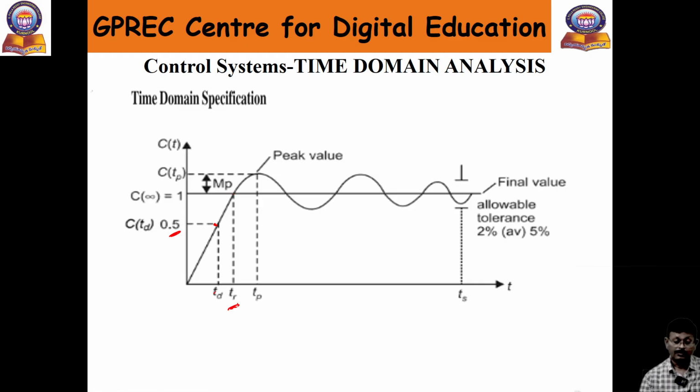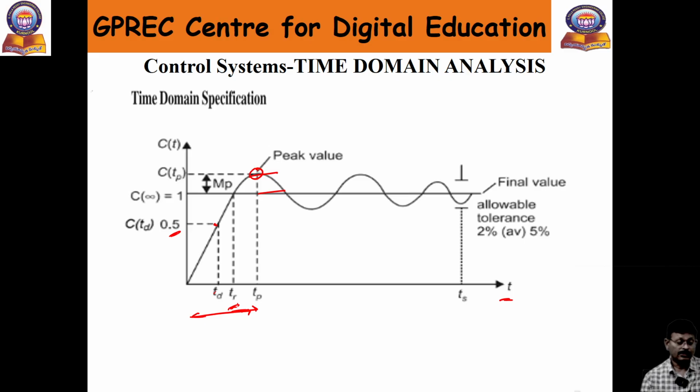Then peak time. It is the time taken for the response to reach the peak value. So this is the peak value, and this is the time taken, because this is the time axis. The time taken to reach the peak value is called the peak time. Then peak overshoot.